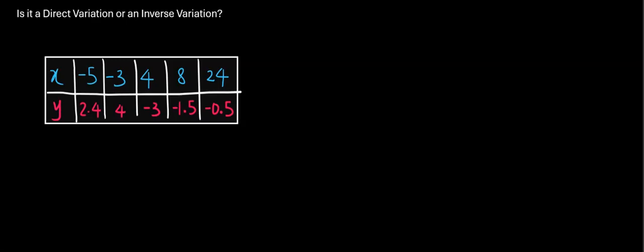This question gives us a table. It asks us, is it a direct variation or an inverse variation? Recall that if it's direct variation, it will have the form y equals kx, where k is not 0. How do we find k?